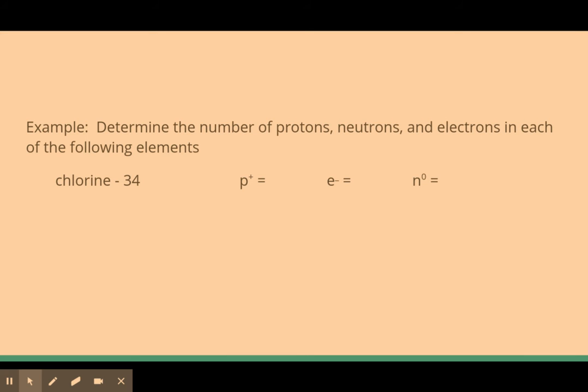What I always find to be easiest is to find the protons first, because we know the element, so we can find the atomic number and we can find the protons from there. If I'm looking at my periodic table, I will find chlorine. It is on the right-hand side. And I will see that the atomic number for chlorine is 17, which means that I have 17 protons. I also know that my protons and my electrons are equal because my element is neutral. So if I have 17 protons, I'm also going to have 17 electrons.